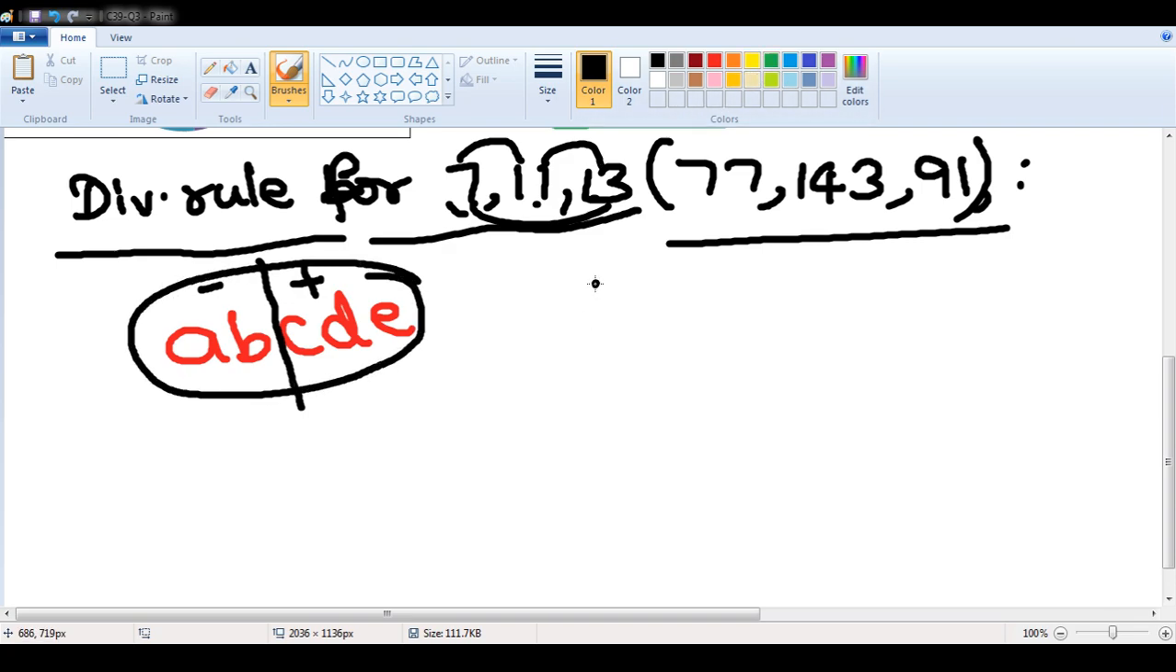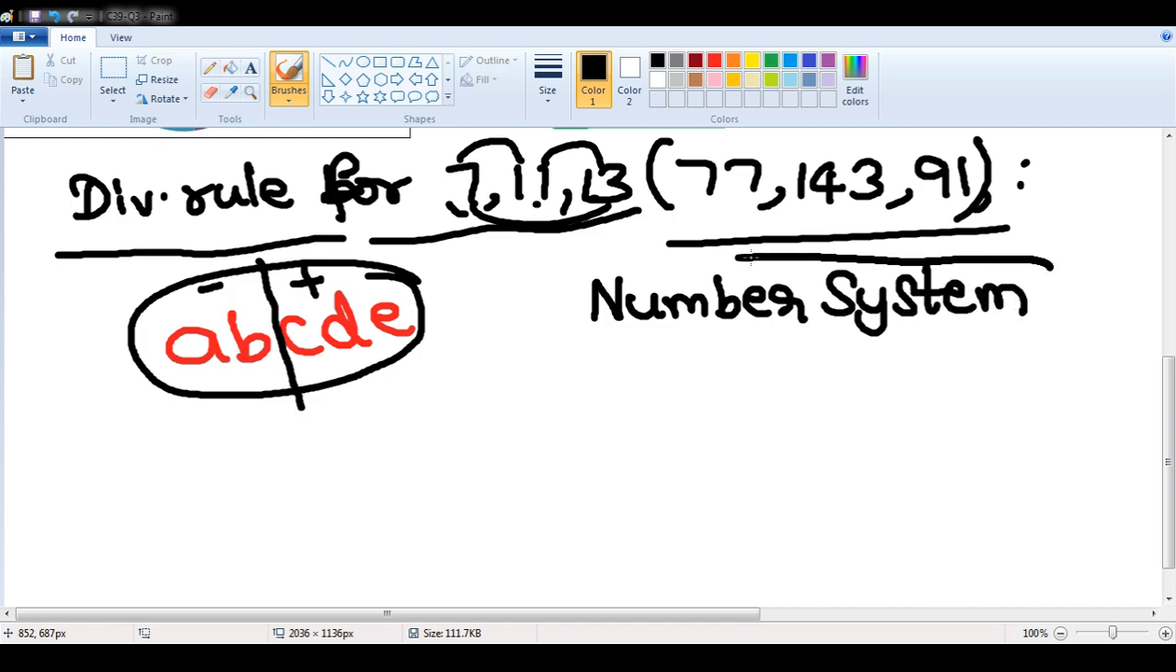People who have attended the number system class, which is taken by Anil sir, you will understand so beautifully how to solve divisibility rule of 7, 11, 13 and its multiples. That is what I just explained, Pushpak.